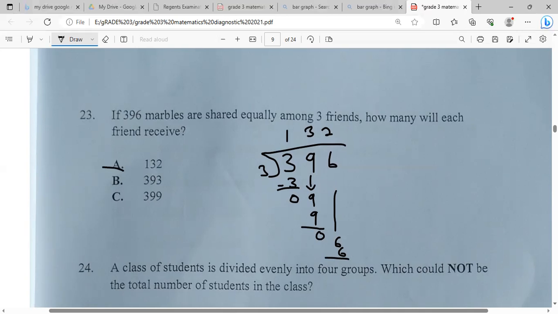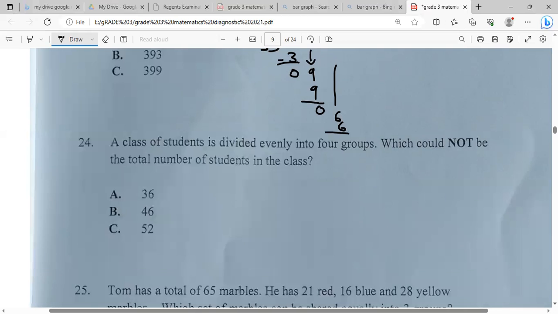All right, guys, let's look at number 24. A class of students is divided evenly into 4 groups, which could not be the total number of students in the class. So basically, that means we are dividing by 4. Whichever number is not divisible by 4 could not be that number, because it should be equally divided into it.